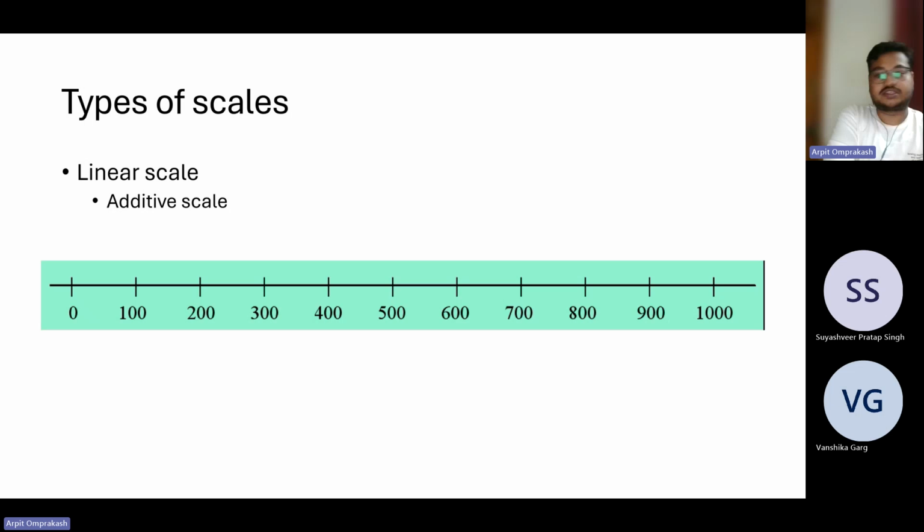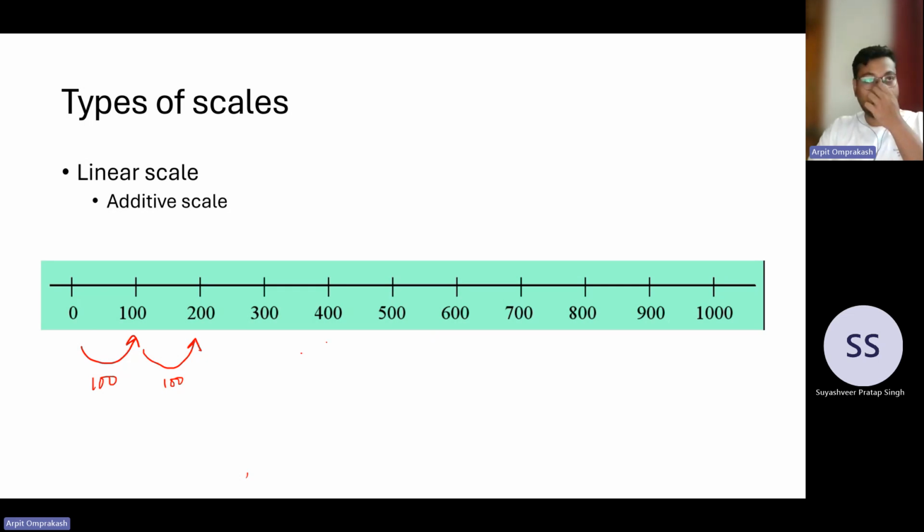So first is the linear scale. A linear scale is basically a simple number line that you have. It's an additive scale. What this means is, the major points that we have marked here on the number line are 0, 100, 200, 300, and so on. To go from one major point to the next major point, you have to add something. In this case, you have to add 100. So if you add 100 to 0, you get 100. If you add 100 to that, you get 200 and so on. So this is the linear scale because all the major markings on the scale are additive, right?